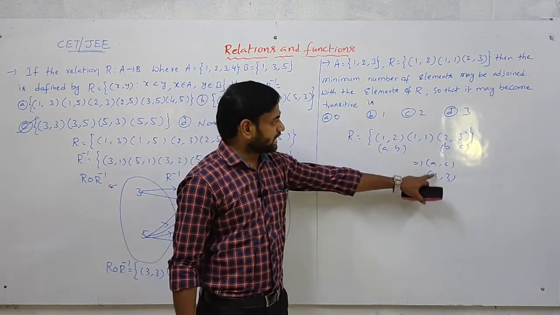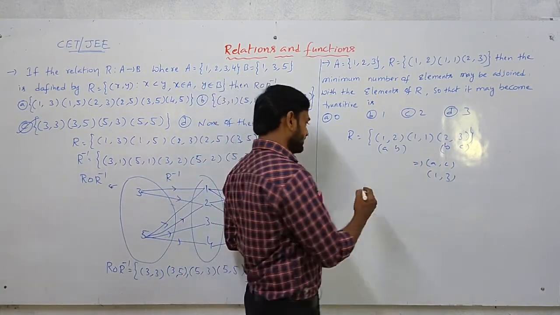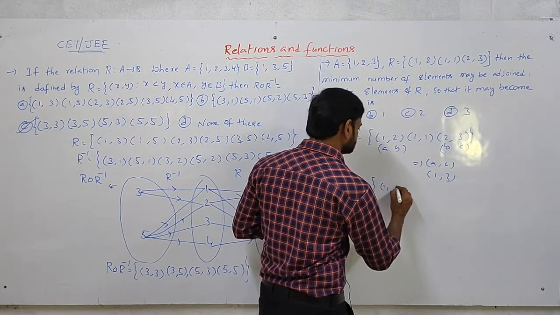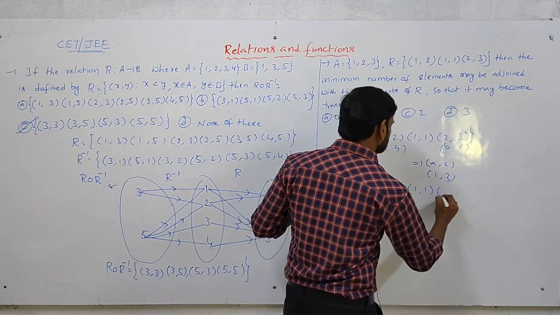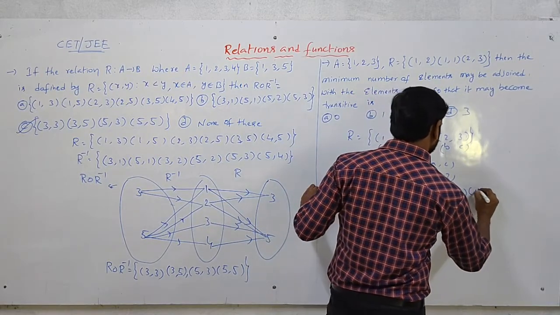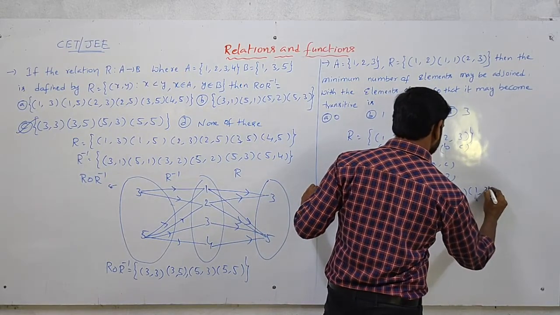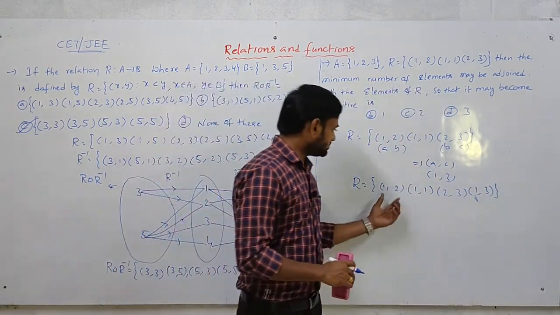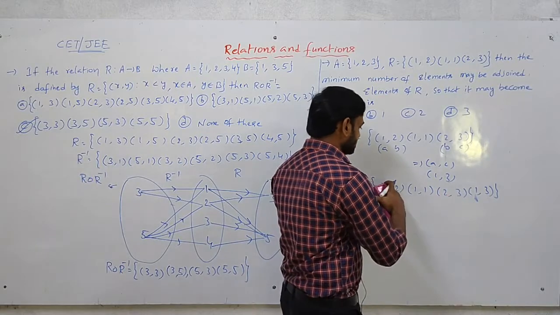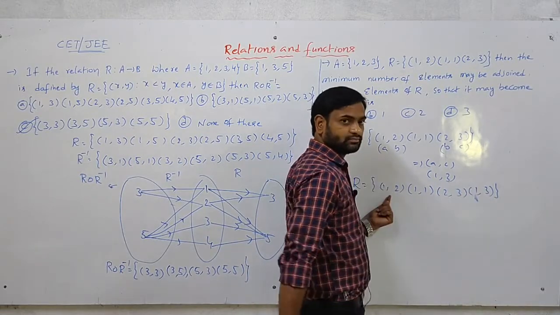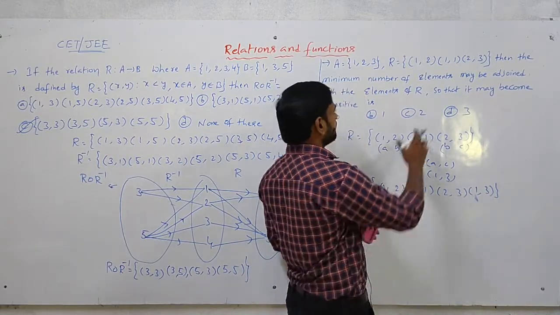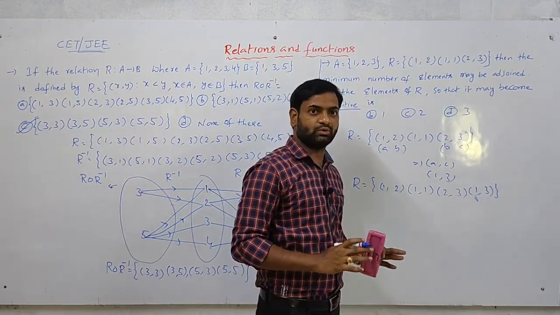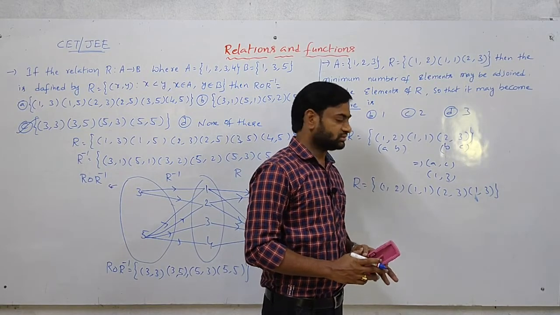So this (1,3) I want to add it. So I am adding this one. What is the R equal to now? (1,2), (1,1), (2,3), (1,3). Now check once. Is it transitive? Yes. (1,2), (2,3). Result is (1,3). Yes, it is there. I am checking only transitive. I want to make this transitive only. It is not asking about reflexive or symmetric.